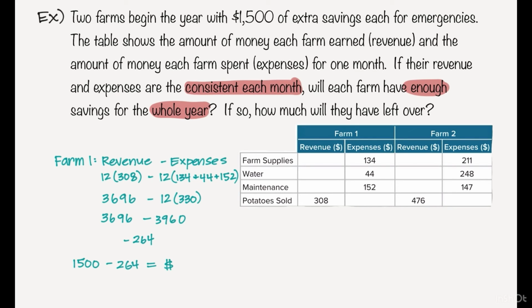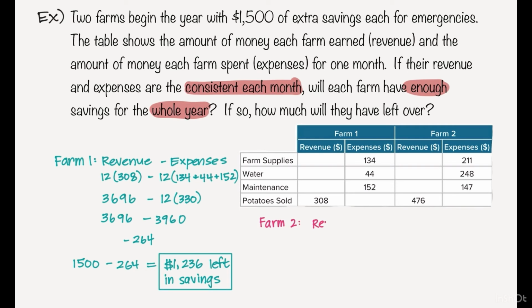And when I do that, I find that I am left with $1,236 left over in my savings. So I did have enough to finish off the year. I just had to use my savings a little bit. Let's go ahead and check out farm number 2 now. And we're going to do the same process.